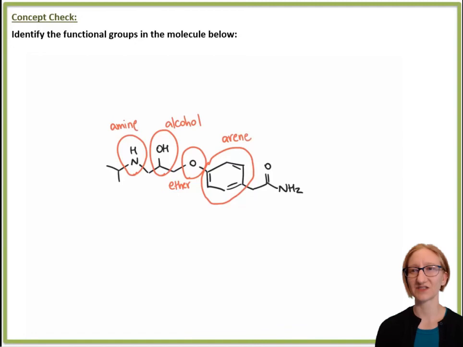And finally, at the end of the structure, we have an amide, a carbonyl that's directly bound to a nitrogen. And remember that this is a single functional group, an amide. It is not a ketone plus an amine. The groups together constitute one functional group that we call an amide.